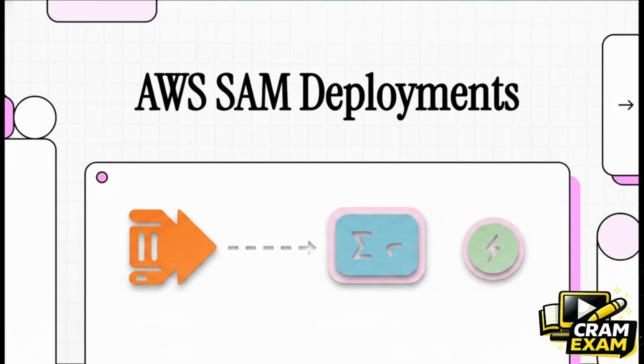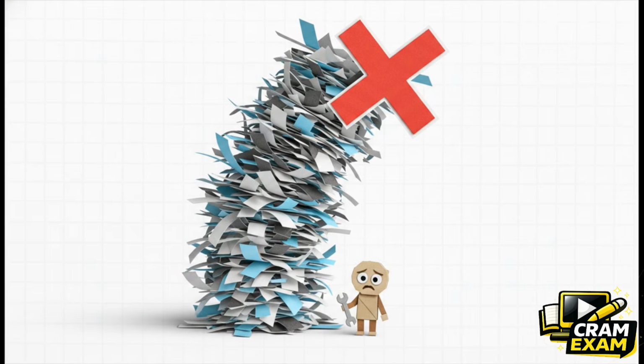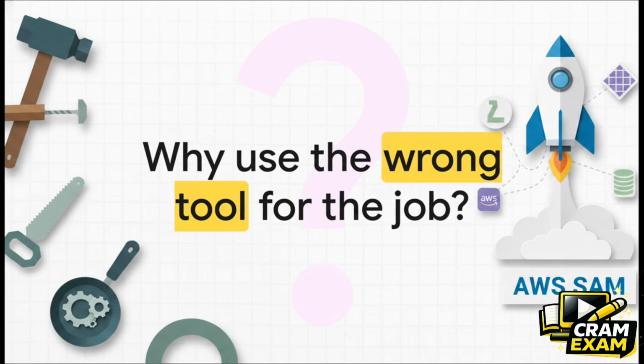Picture this. You've got a really simple goal. You just want to deploy a single AWS Lambda function and wire it up to an Amazon API Gateway. Sounds easy enough, right? So, you open up a raw AWS CloudFormation template to write your infrastructure as code. Well, 2 hours later, you're staring at 300 lines of incredibly complex YAML. Your eyes are practically bleeding, and the worst part, the deployment still fails. Why did this happen? Simply put, because you used the exact wrong tool for the job.